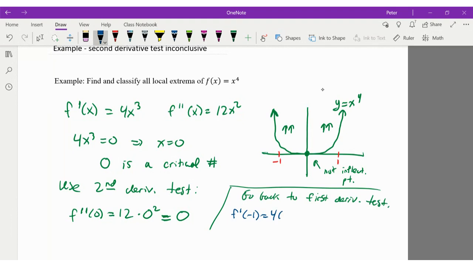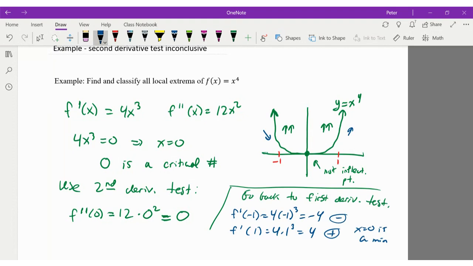That's going to be 4 times -1 cubed equals -4, and f prime of 1 equals 4 times 1 cubed, which equals 4. So here we have negative and here we have positive. So by the first derivative test, if it is negative to the left of the critical number and positive to the right, then the function is descending as you get to the critical number, then ascending, and that indicates that x equals 0 is a min.